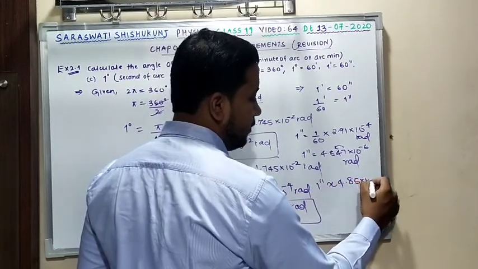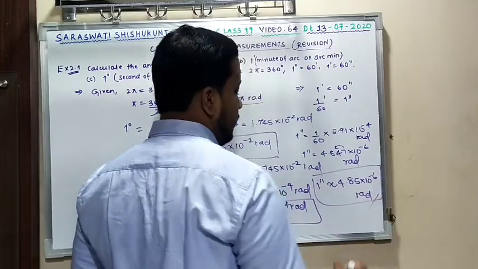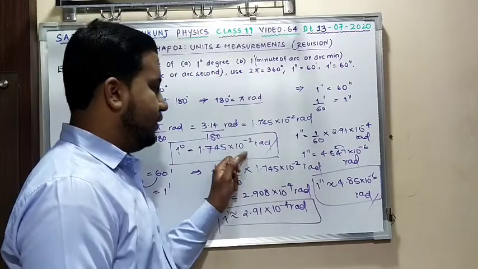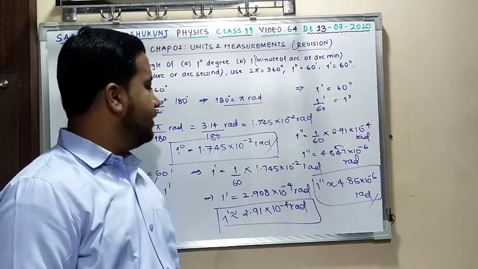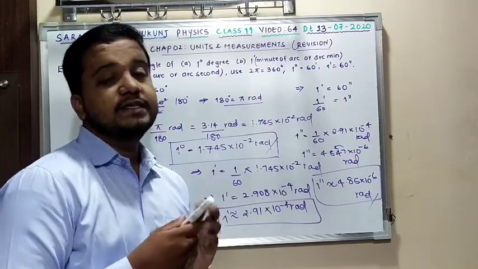4.85 into 10 power minus 6 radians. So I got all the three conversions. First conversion, 1 degree is 1.745 into 10 power minus 2 radians. 1 minute is 2.91 into 10 power minus 4 radians. And 1 second is equal to 4.85 into 10 power minus 6 radians.